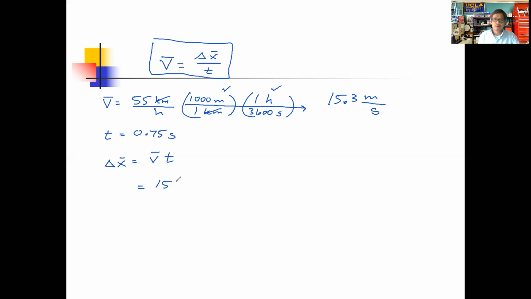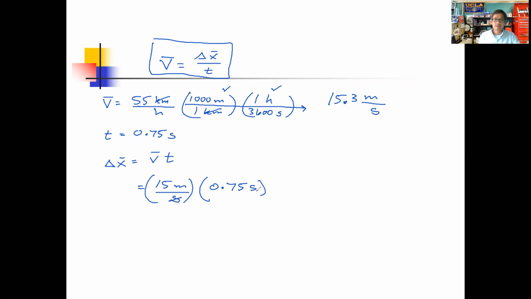All right, so now that we have that, let's go ahead and plug in our velocity, the converted form of 15.3, 15.3 meters per second, okay? And we're going to multiply that by the time interval of 0.75 seconds, okay? And there it is.